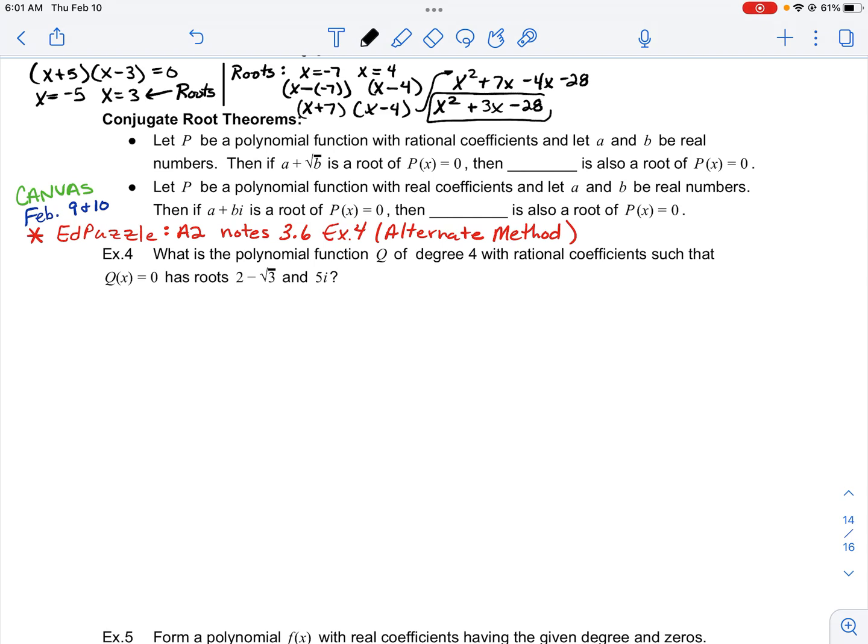So this quadratic, if we were to factor it back out, we would get roots of negative 7 and 4. We could do the quadratic formula. We could graph it. All of those things would give us the same roots.